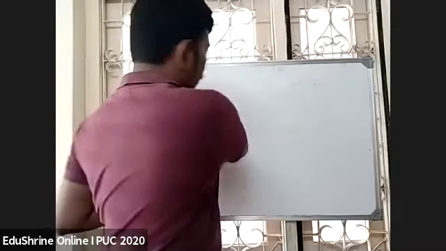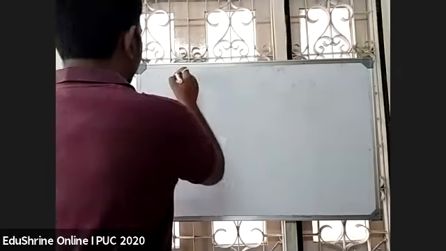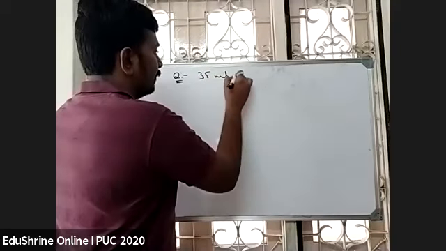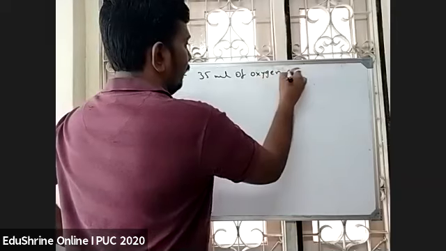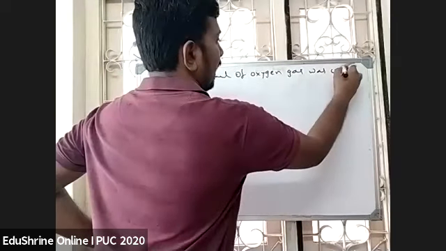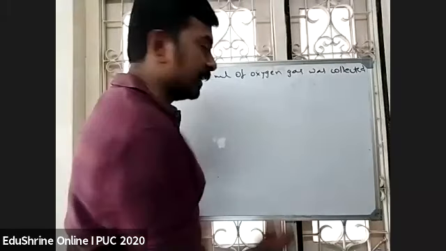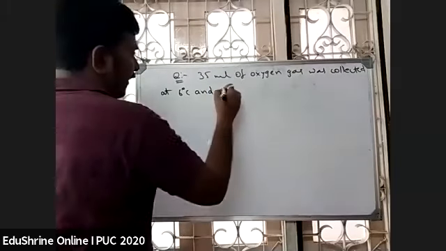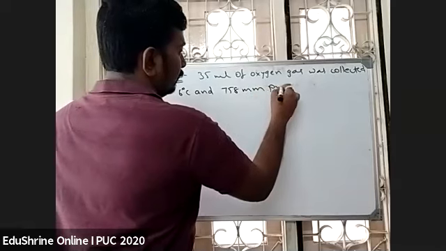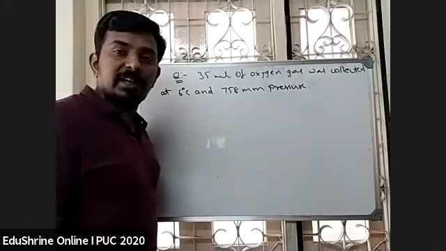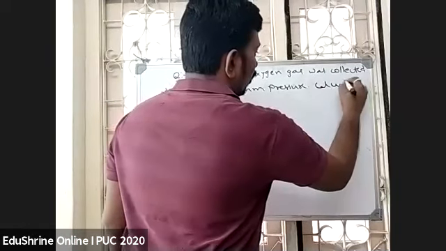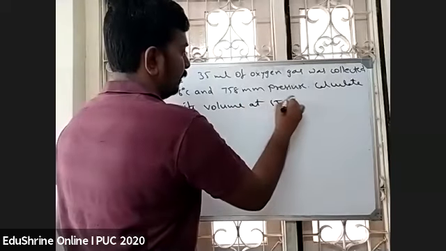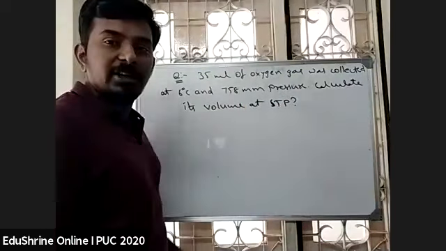Next question. 35 ml of oxygen gas was collected at 6 degrees centigrade and 758 mm pressure. Calculate its volume at STP.